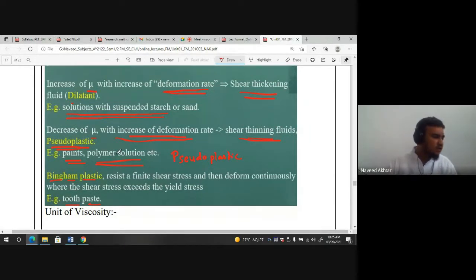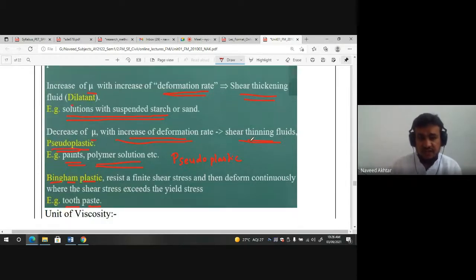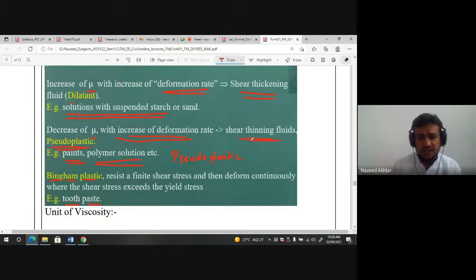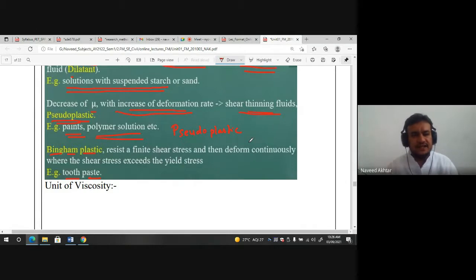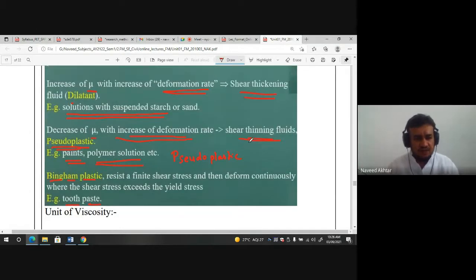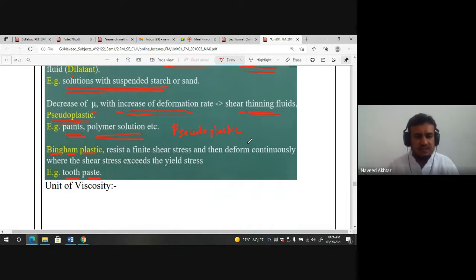Mu is nothing but your viscosity, dynamic viscosity, or simply viscosity. So if mu is decreases with increase of deformation rate, then shear thinning will takes place, and that is termed as pseudoplastic. Okay, the best example for the pseudoplastic is paint and polymer. Okay, so first one we have seen the shear thickening, that is dilatant. Okay, mu is increasing. Okay, but if shear thinning is takes place in non-Newtonian fluid, then that is called as pseudoplastic.